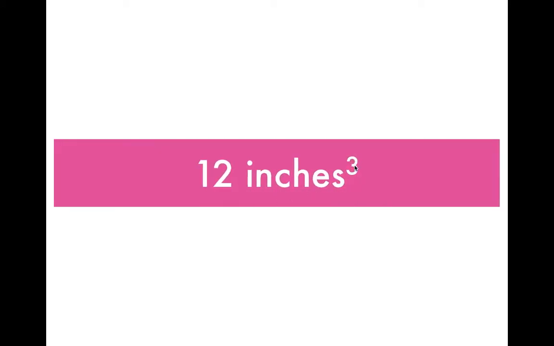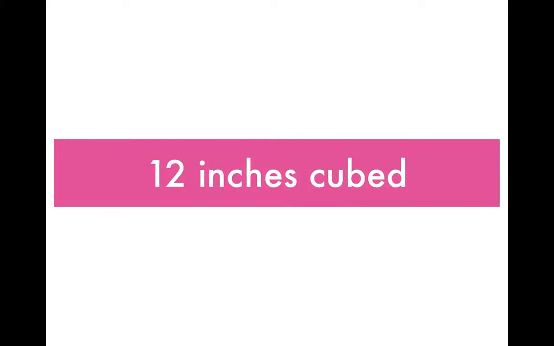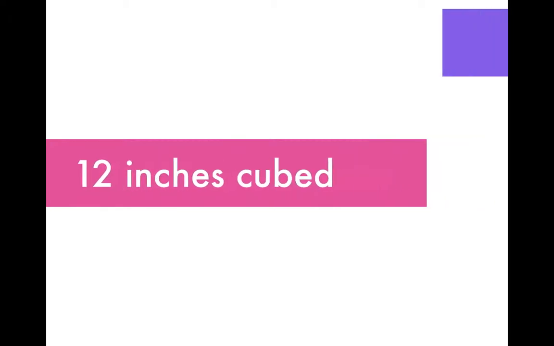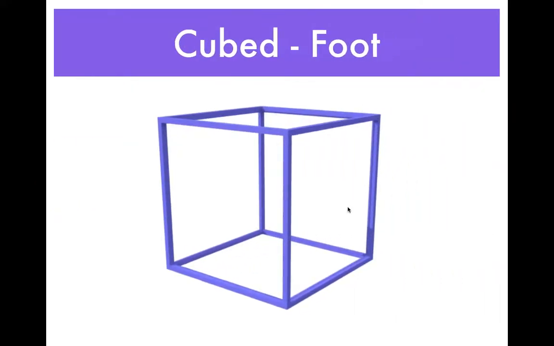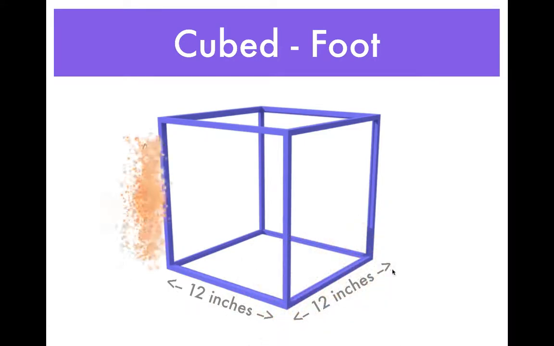So when you see the number raised up above like that, we would say cubed. If it was a 2, that would be squared. So this is 12 inches cubed. And that's what we talk about with a cubic foot. So here's our cubed foot. And we know it's a cubed foot because we have 12 inches here, 12 inches here, 12 inches there. Another way to say 12 inches is to say 1 foot.